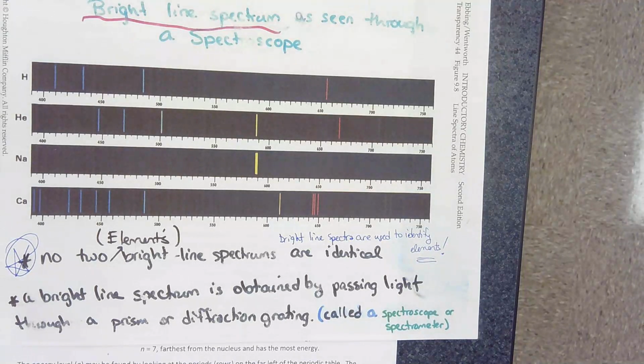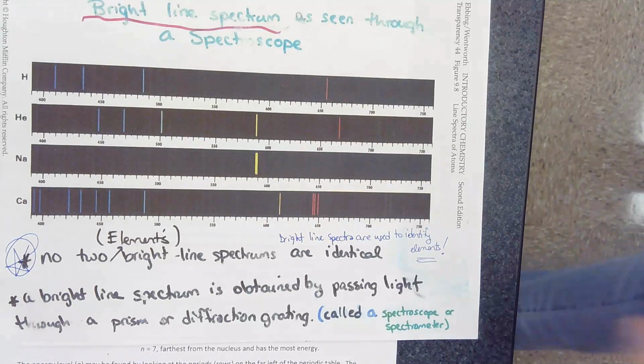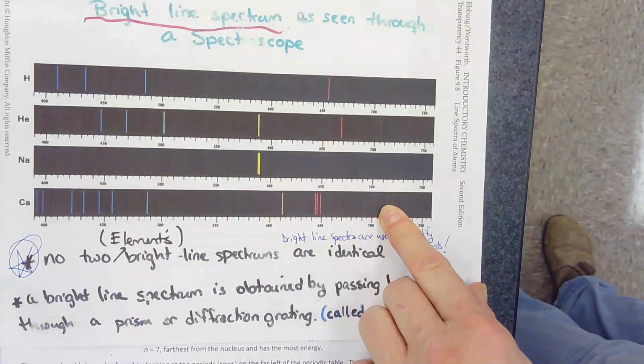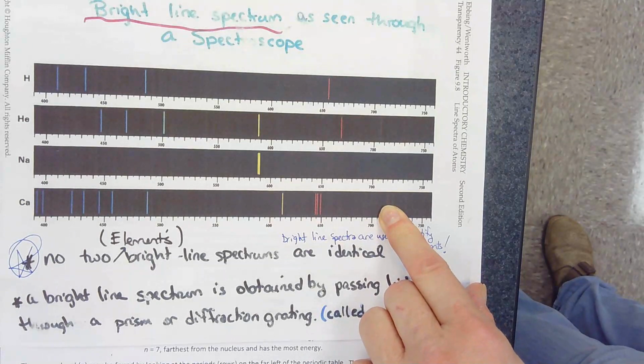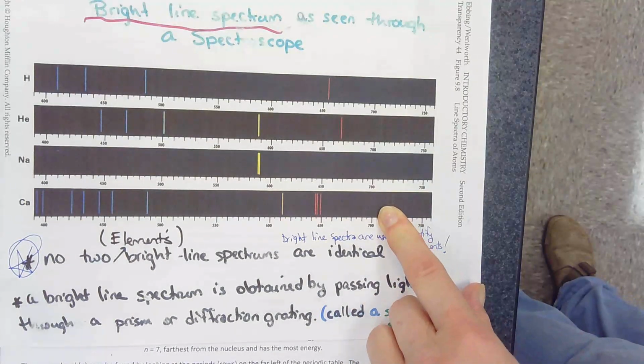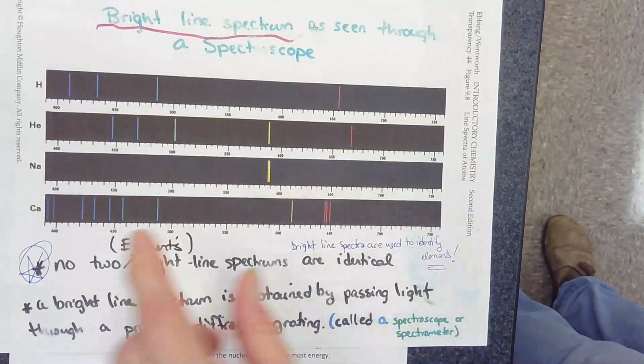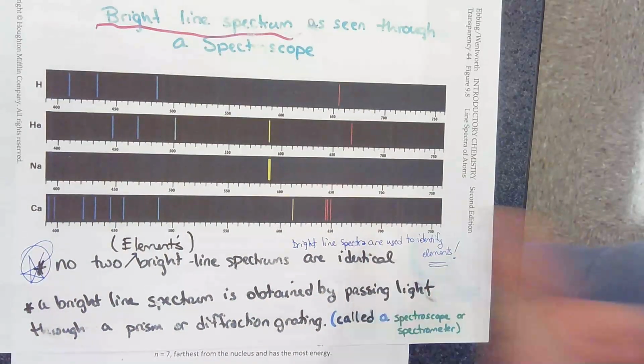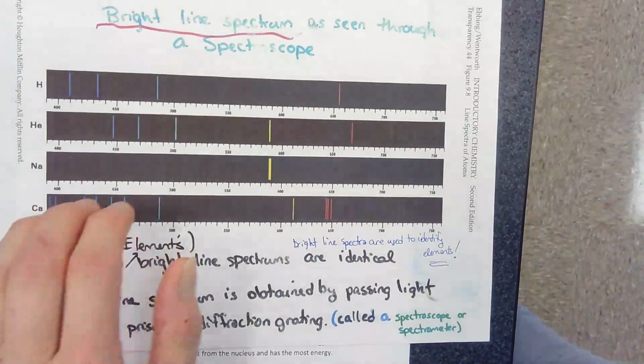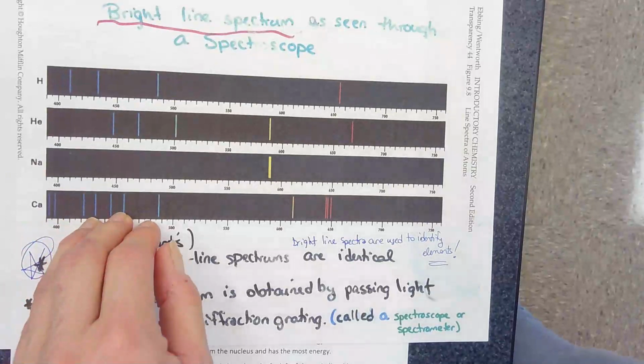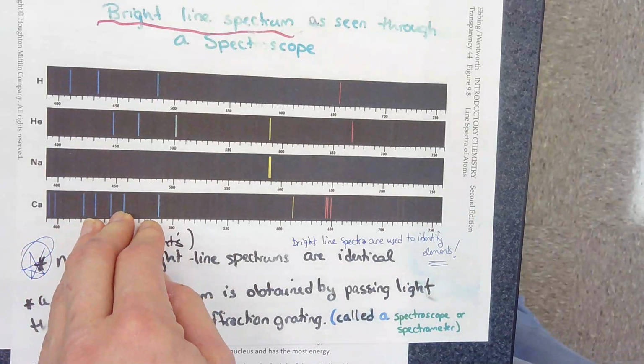Same thing is true when we see calcium burning in that flame test. Do we see these lines? No. What did we see? We saw that orange-red color. Now, each of these is an energy shift. What's really cool is nobody else has that exact same fingerprint as calcium has.